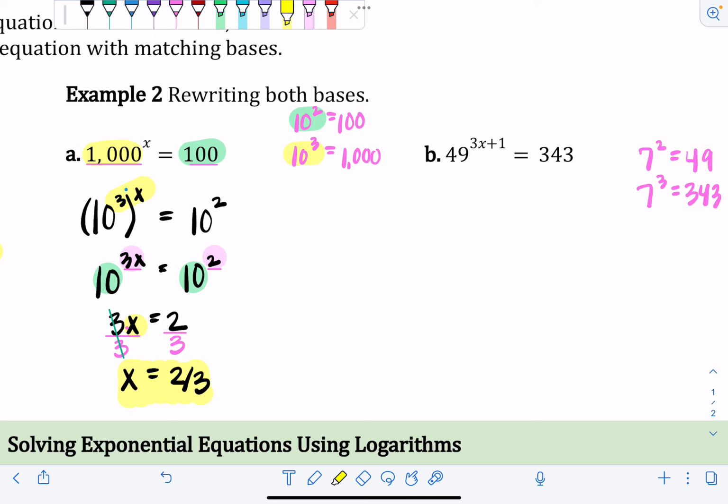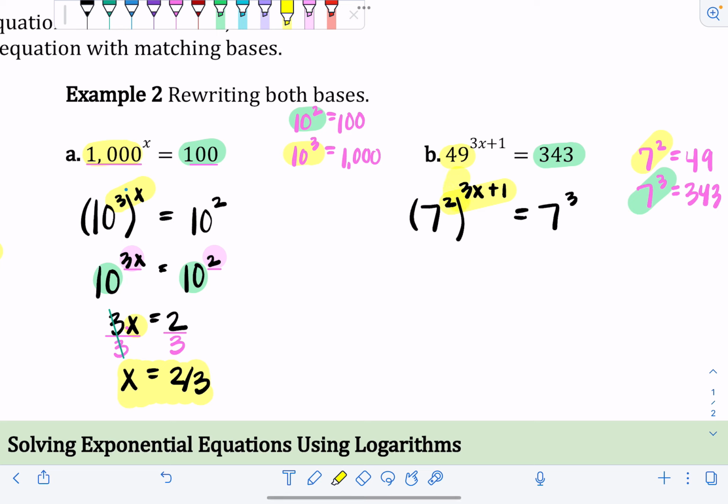So for this one, I'm going to take 7 squared and pop it in for 49. So it'd be 7 squared, and then that whole thing is still being raised to the 3x plus 1. And then I'm going to take the 7 to the third power and put it in for 343, because those are equal. And now I have a power raised to another power, so I would have to multiply those exponents.